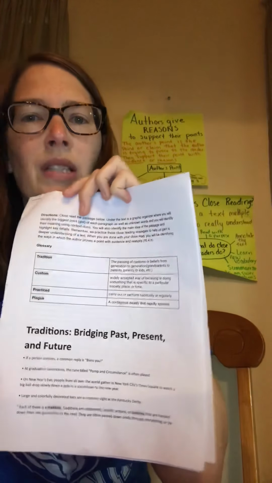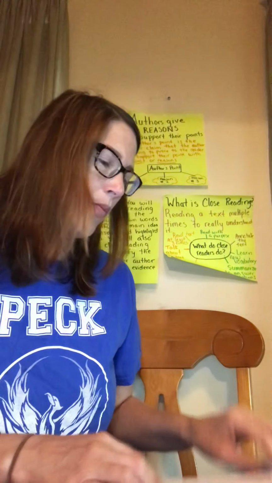So you are going to write the gist of paragraph 1. What's the gist? What are they saying? All right, so what's the biggest point in that paragraph? And then you're going to do that for all of the paragraphs. So that's step 1. And then you will identify 2 words you don't know, what you think they mean using context clues.